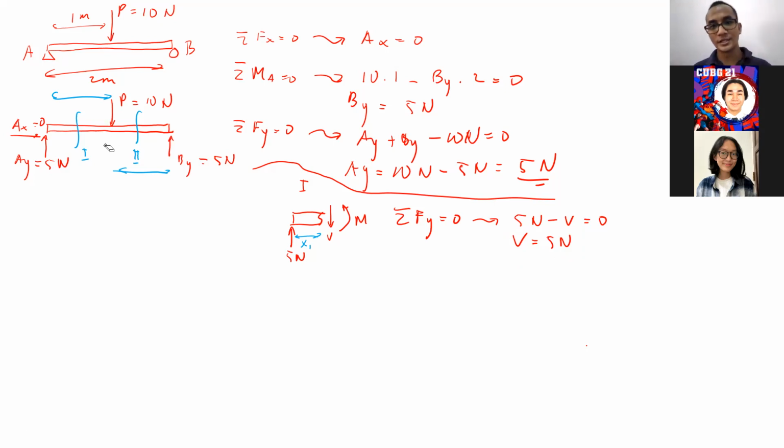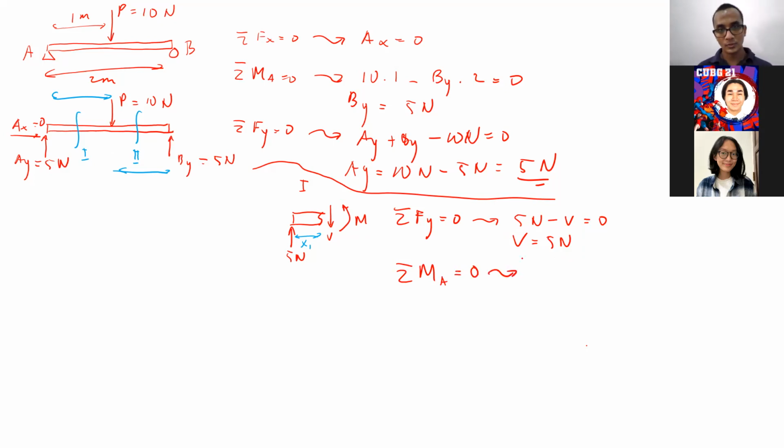For the first region, the value of V will be a constant 5 Newton. Now next, in order to find M, we can use sigma moment. Do you want to use sigma moment at the left edge or the right edge? Nela: I think the left edge would be okay, sir. So sigma moment at A equals 0.